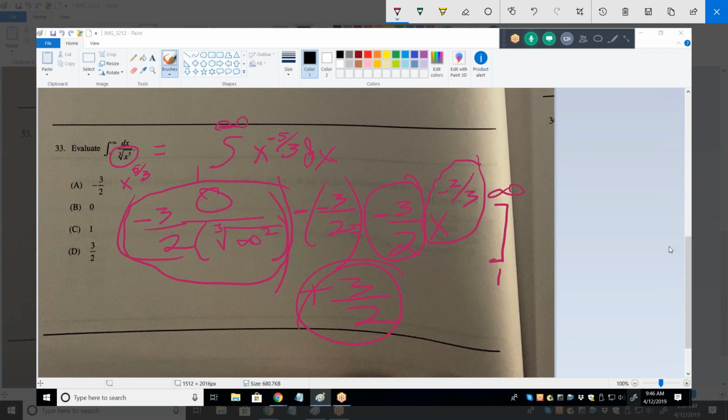Right. Notice that the x has a negative radical, which means it's going to be in the denominator, which means it's the denominator that's going to infinity, which means that whole thing goes to zero. So the only part that you're really evaluating is the second part based on the one. And it is always subtraction. In other words, you take that minus that.